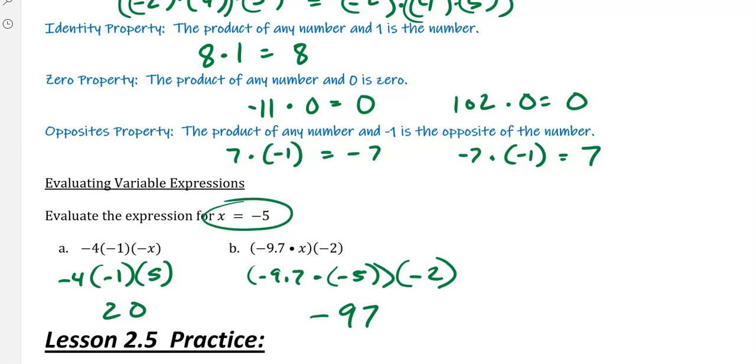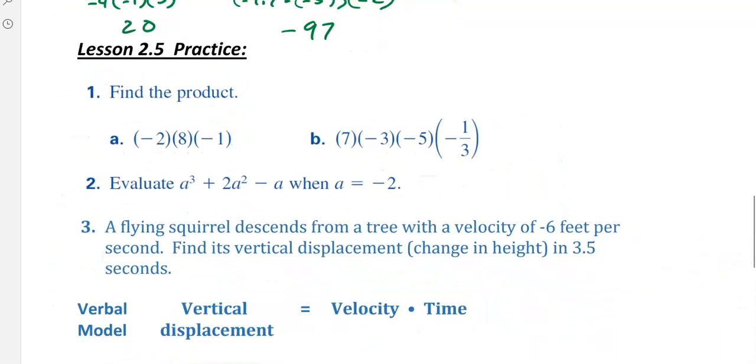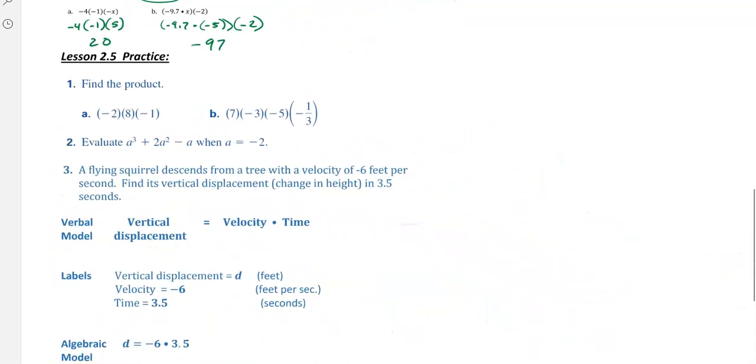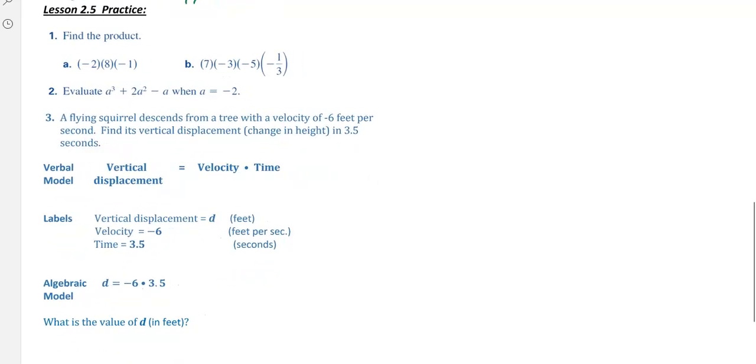The video ran a little long. I apologize for that, but here's your practice work. Now you can find this practice work in the slide where you found this video, and you can print it or copy it from there, or you can pause the video and copy it from here. Either way, it doesn't matter.